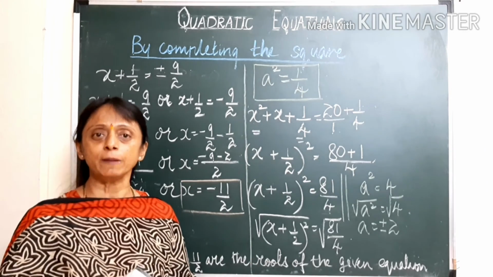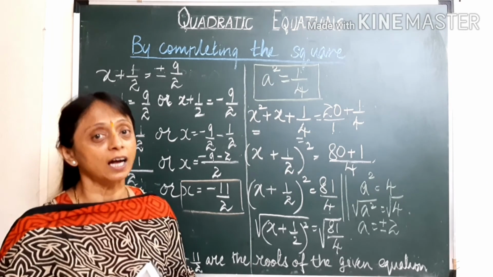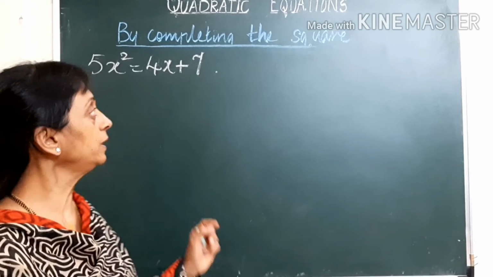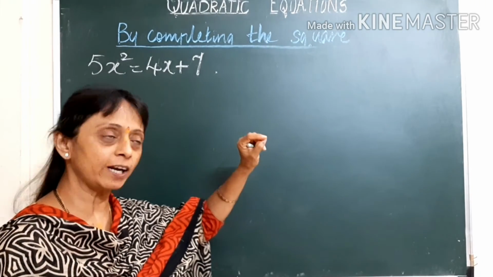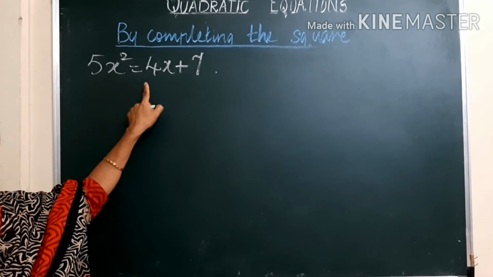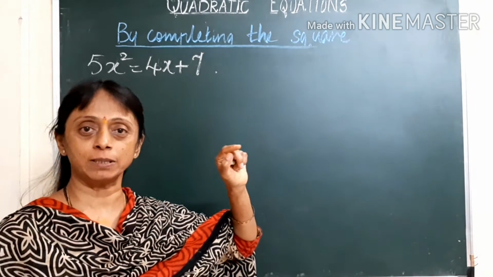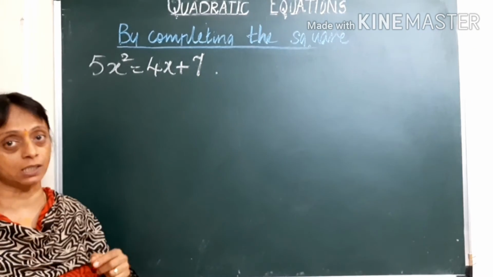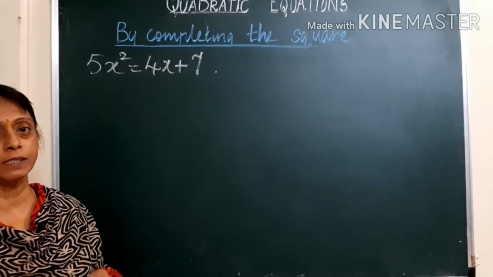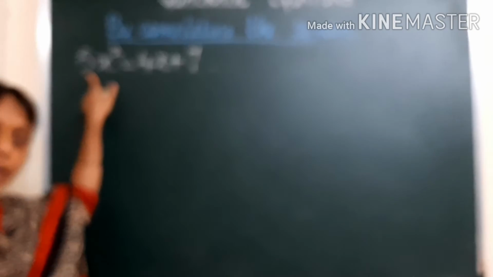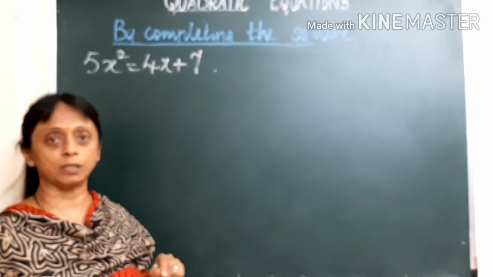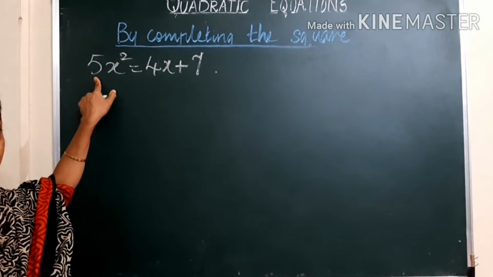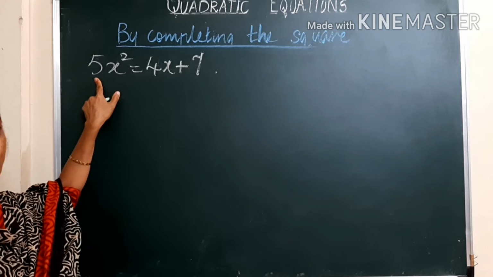So in the next problem, we will take a coefficient other than 1. Continue with the same method by completing the square to find the roots of the given quadratic equation. 5x squared is equal to 4x plus 7. But children, mind you, if you compare this problem with the earlier one, the coefficient of the square term in the earlier one was 1 and over here you see it is 5. So the first step before we start with the following steps, we will have to get rid of the coefficient of the square term.